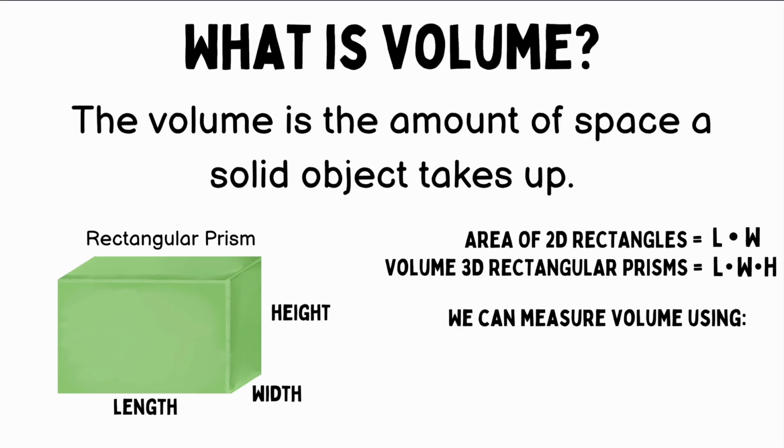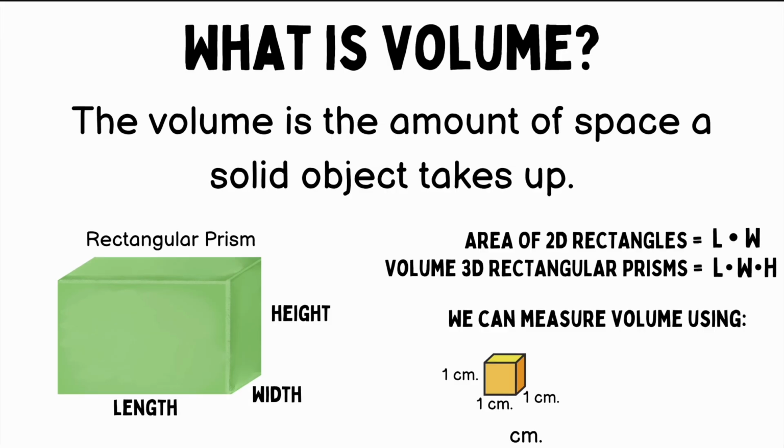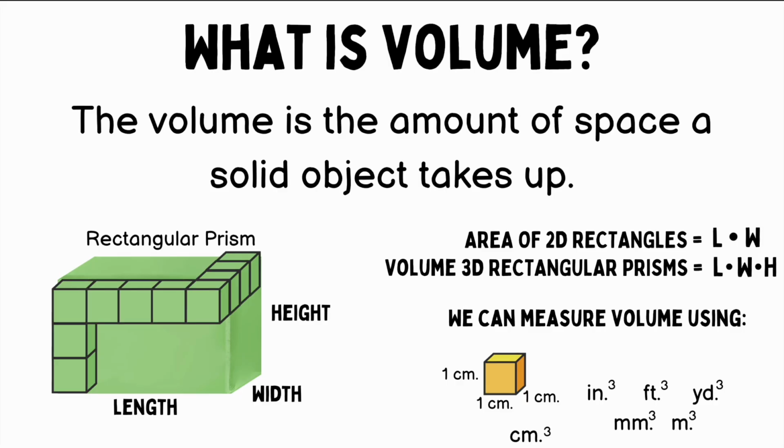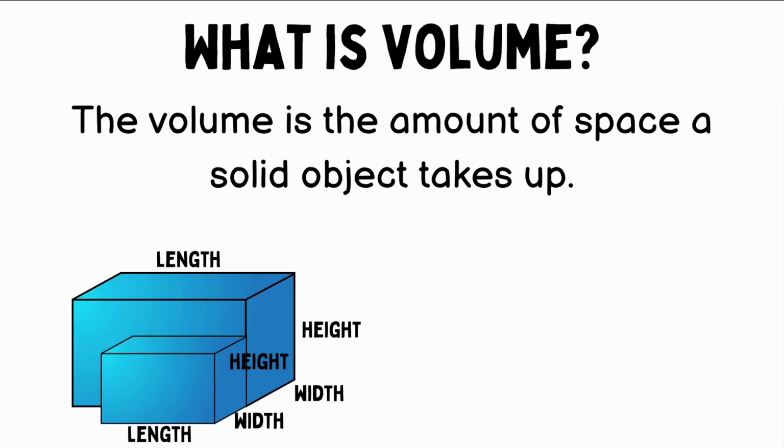We can measure volume using centimeters cubed, inches cubed, feet cubed, yards cubed, millimeters cubed, and meters cubed. So we use cubed units to measure the height times the length times the width to find the volume. Remember, the volume is the amount of space a solid object takes up.